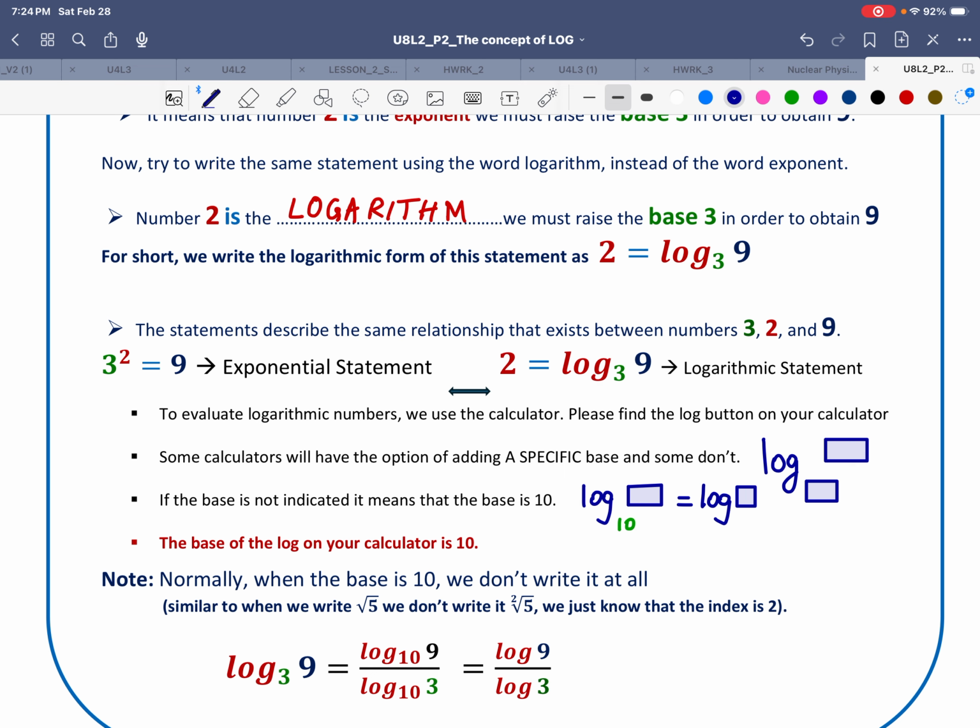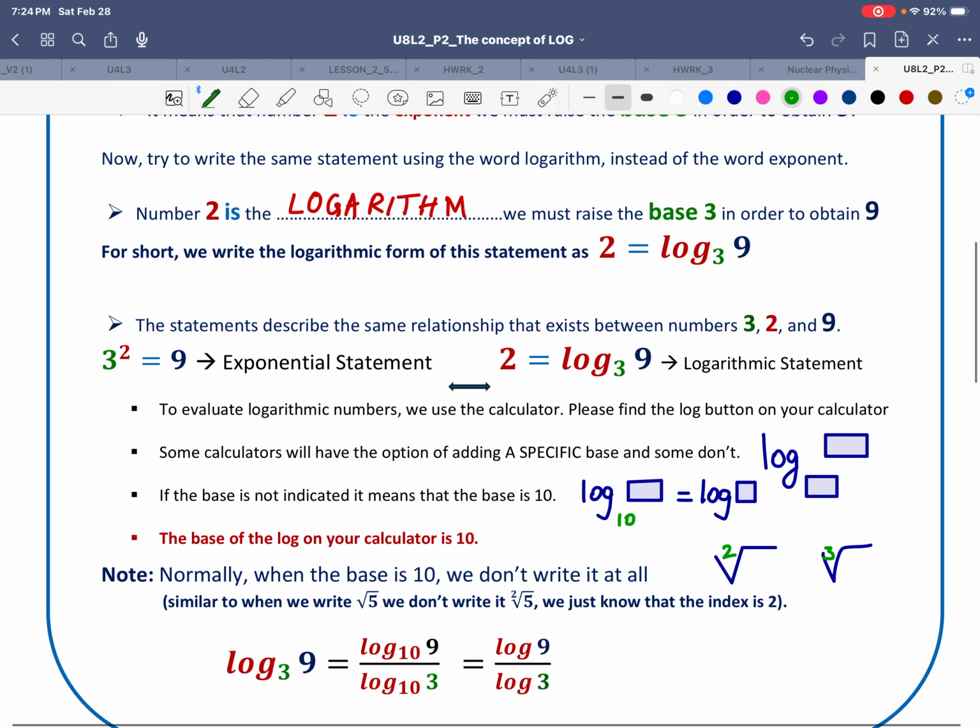And I want you to think of it the same way as we have worked with radicals. So when we have square root, we do not write the index, but when you have a cubic root, this is when we start writing the index. So the same thing in here.